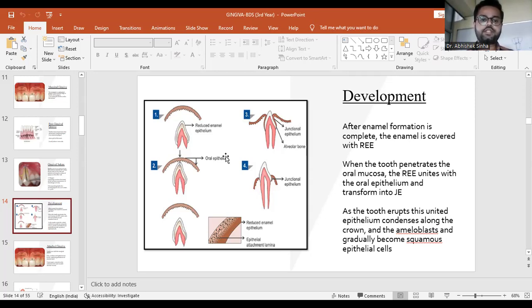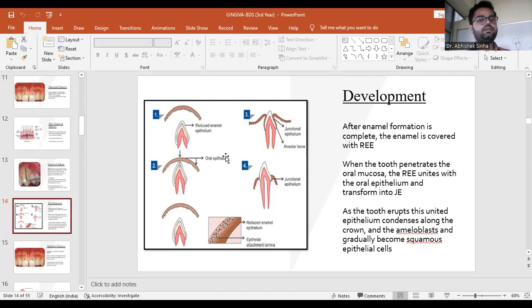Now when the tooth penetrates the oral mucosa, when it is erupting, this reduced enamel epithelium unites with the oral epithelium and changes into junctional epithelium. It's like a fusion of two things. You have REE, the reduced enamel epithelium, getting fused with the oral epithelium and changing its form entirely to junctional epithelium. As the tooth erupts, this united epithelium, just go with the flow, okay? As the tooth erupts, this united epithelium condenses along the crown and the ameloblasts gradually become squamous epithelial cells.